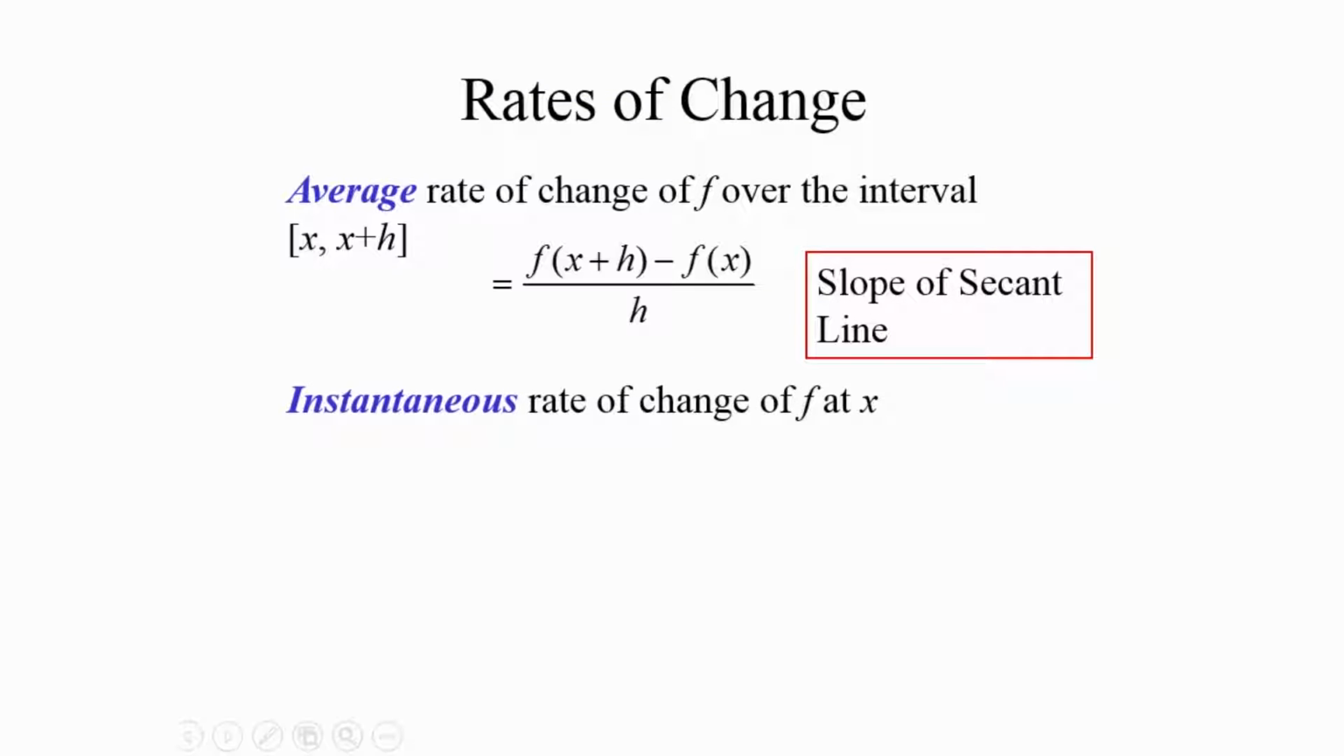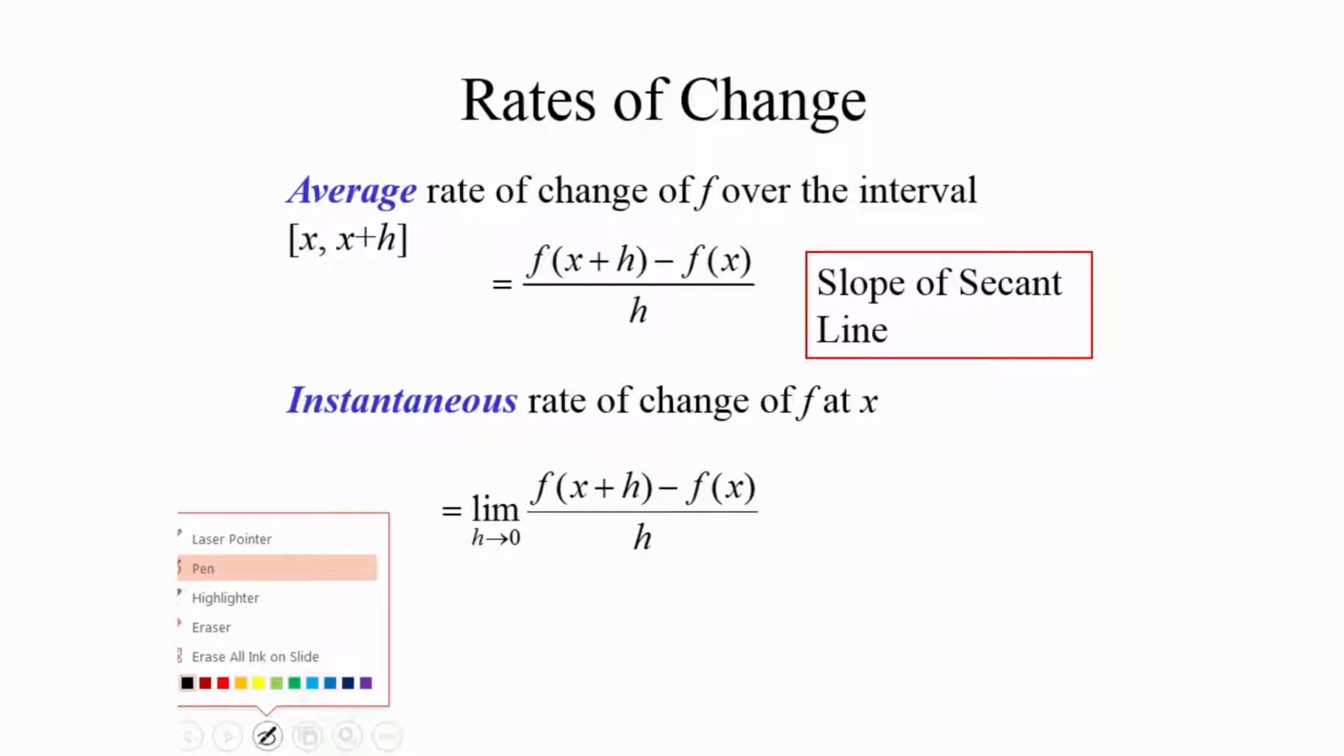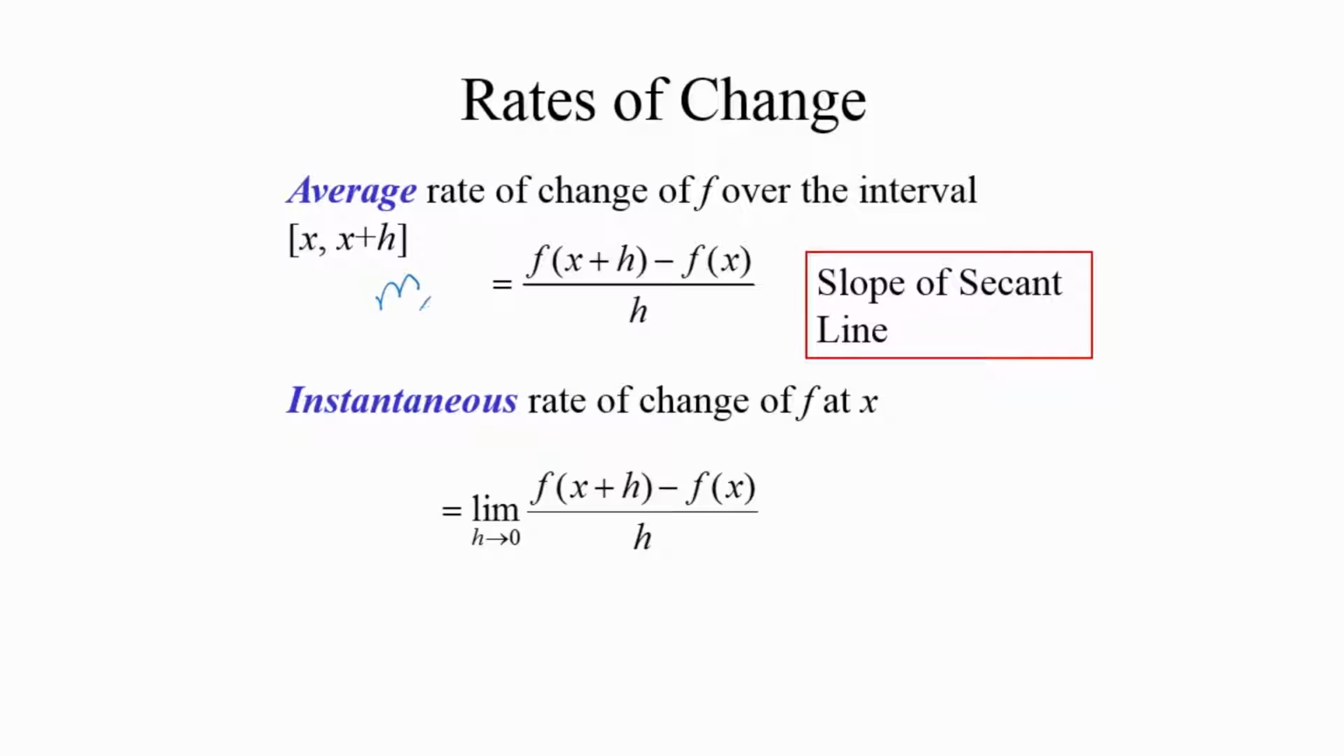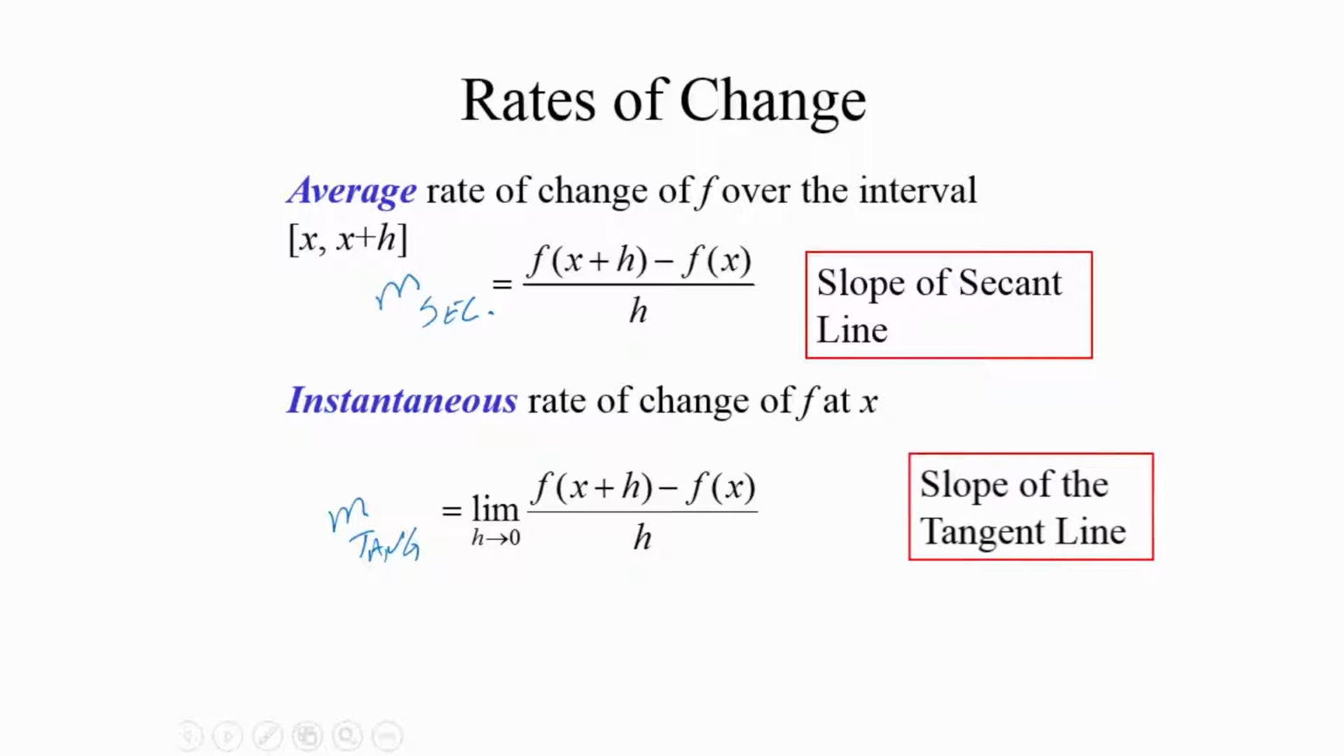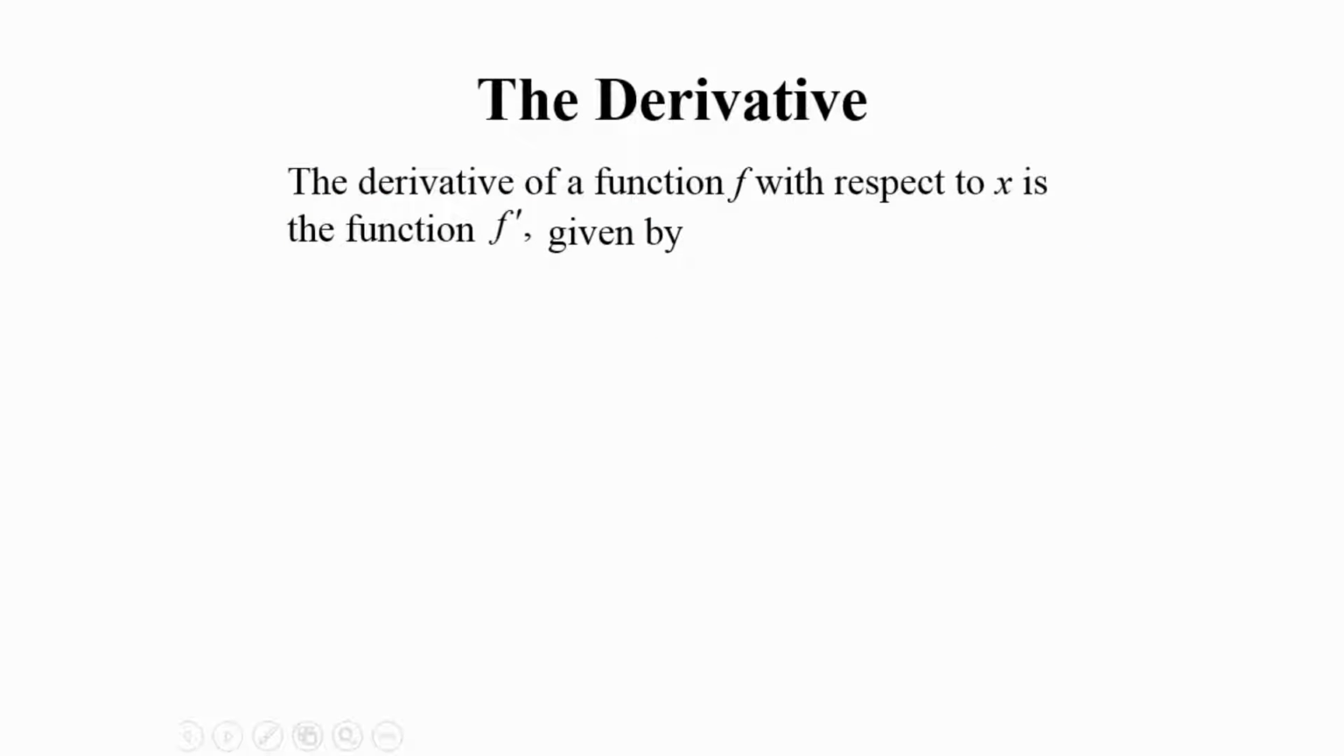Let's see what we got here. Instantaneous rate of change. So we know the slope of secant line already. The instantaneous rate of change, as I said, you take the limit of the slope of a tangent line. So here is the first one. The first one is the slope of a secant line, and this is the slope of a tangent line. Right? When we see the example, it will become clearer.